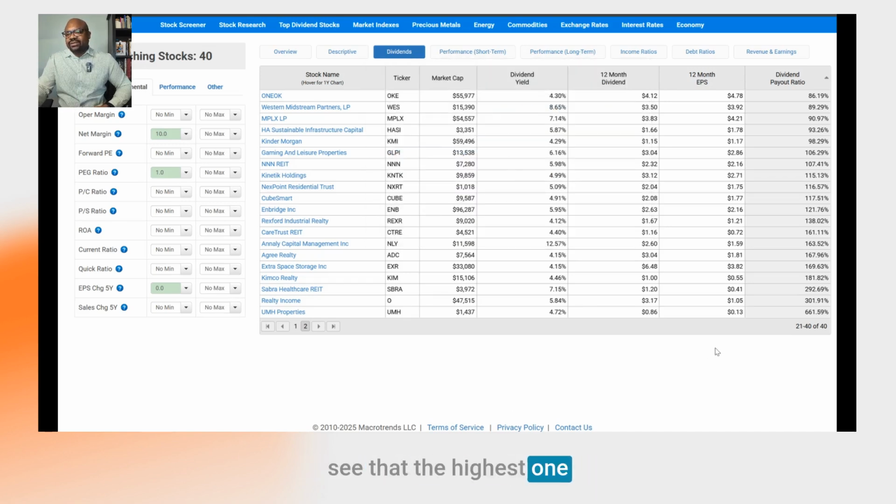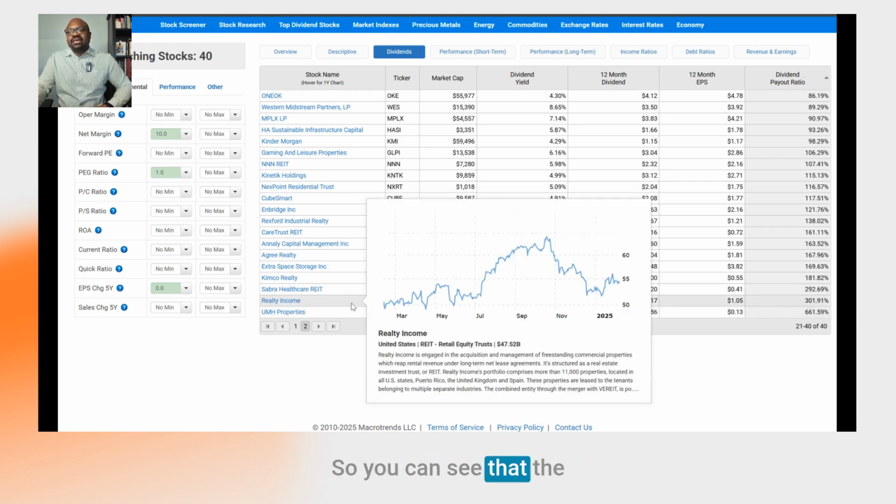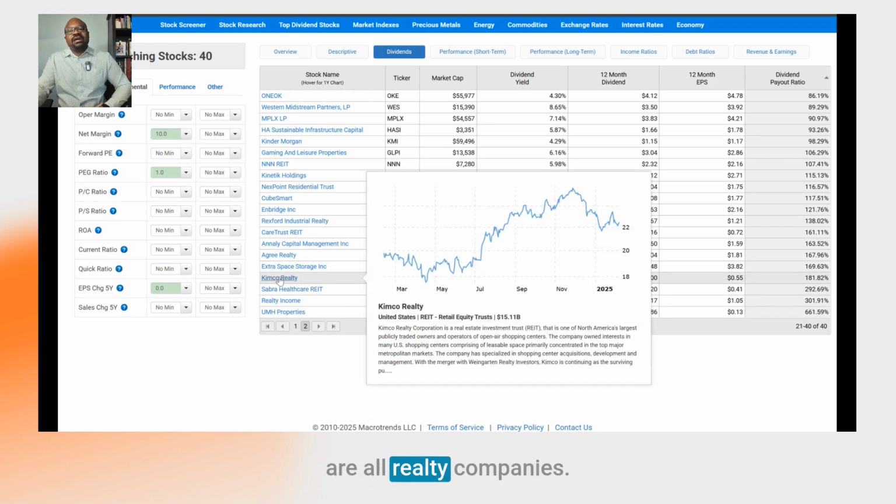But you can see that the highest one here is a UMH property. So it's a realty company. You can also see Realty Income, another dividend paying company. So you can see that the highest payout ratios are all realty companies.